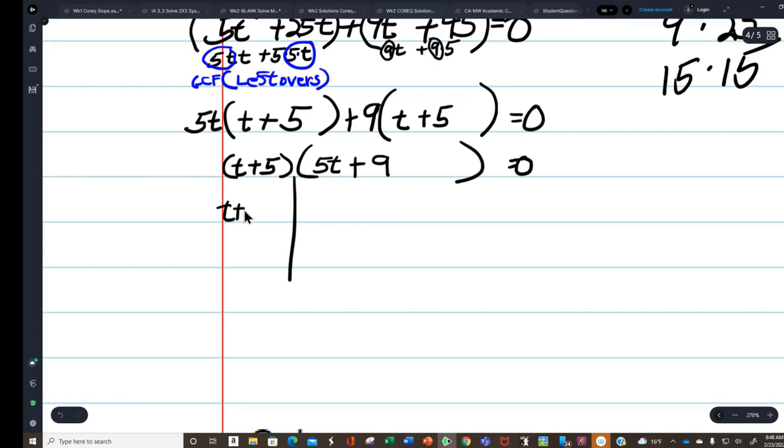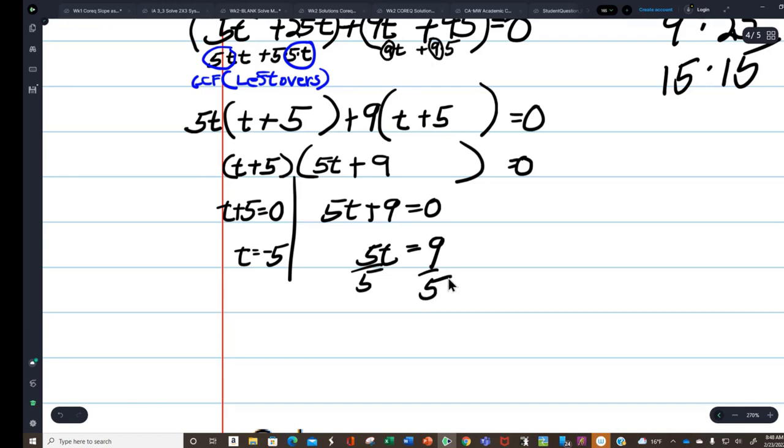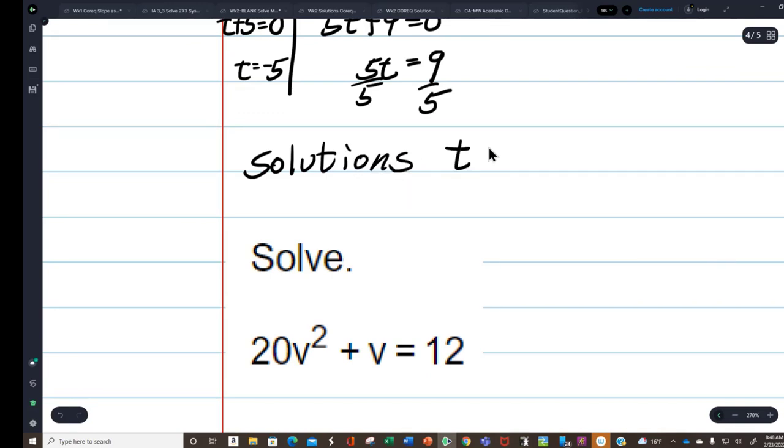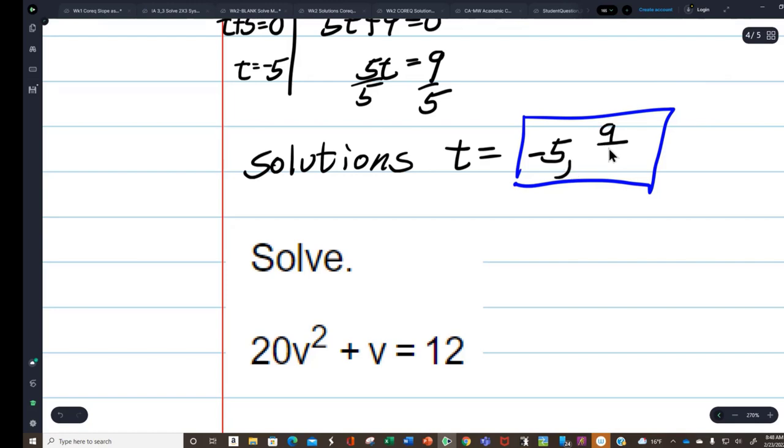Here's what I'm going to do. I'm going to set t plus 5 equal to 0, and I'll get t equals negative 5. I'm going to set 5t plus 9 equal to 0. Subtract 9 from both sides, so I'll have 5t equals 9. Then divide by 5, divide by 5. So my solutions are, in the answer box, t equals negative 5, comma, 9/5.